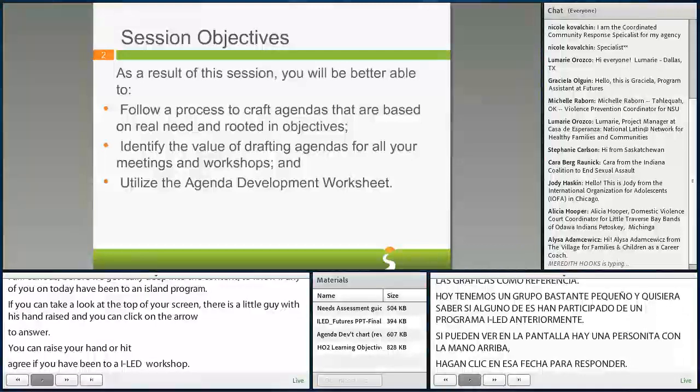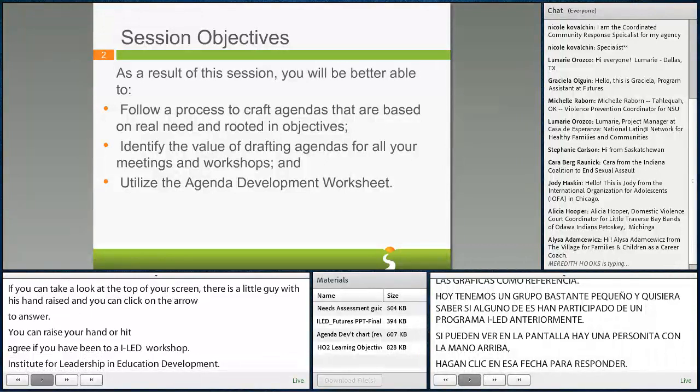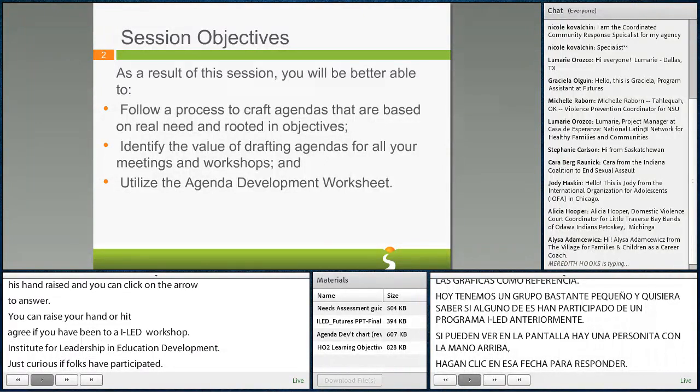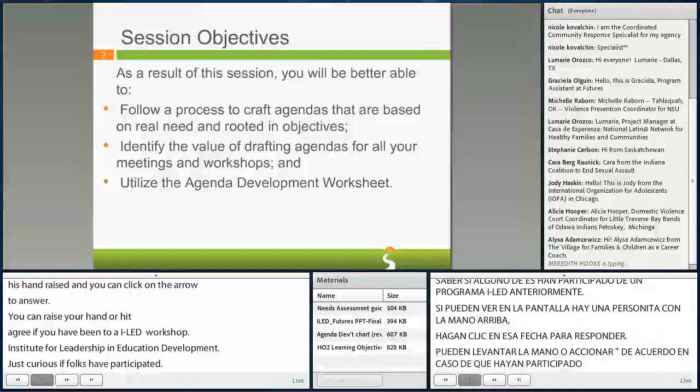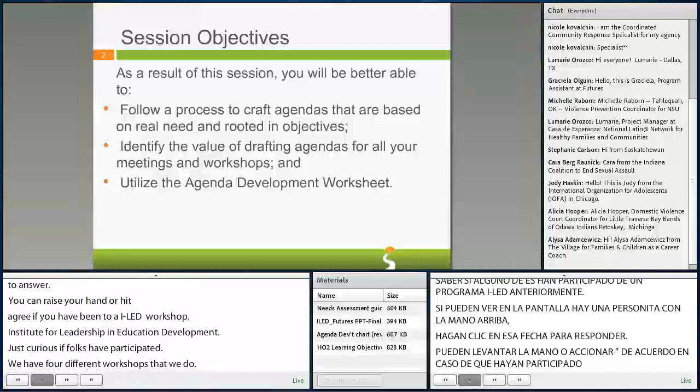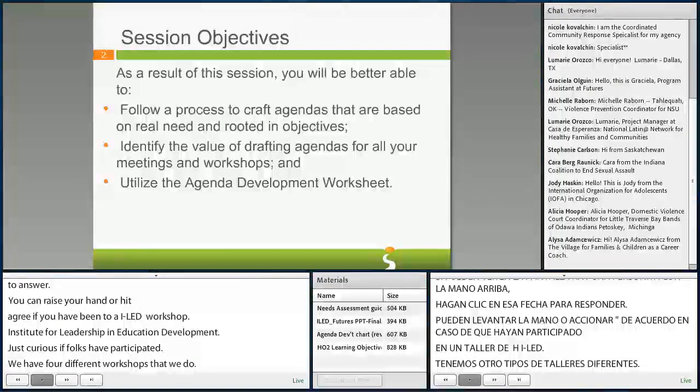We have 4 different workshops that we do. We have a curriculum development workshop. We have a faculty development workshop. We have a facilitation skills workshop and a distance learning workshop. So just curious if any of you have been.